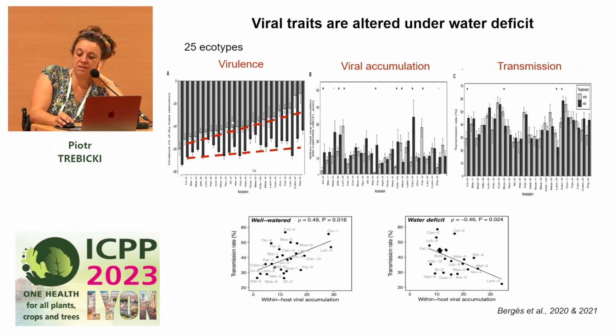So what we can see is that there is really a difference in virulence. The virulence was assessed by the reduction of the above-ground dry mass of the plants. We have some ecotypes which are really tolerant to the CaMV infection, and other ones which are much more susceptible. What we can see also is that when you add the water stress condition, you have an effect even more detrimental for the plants.